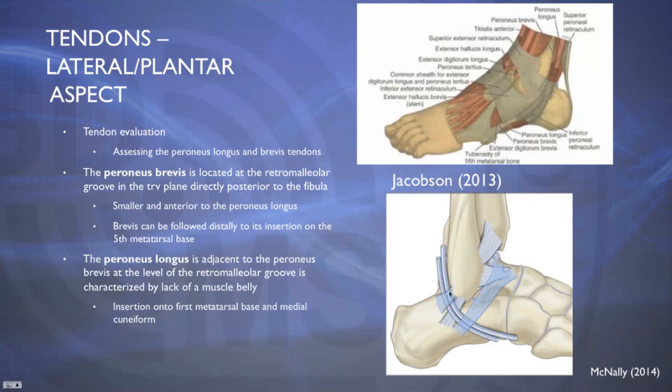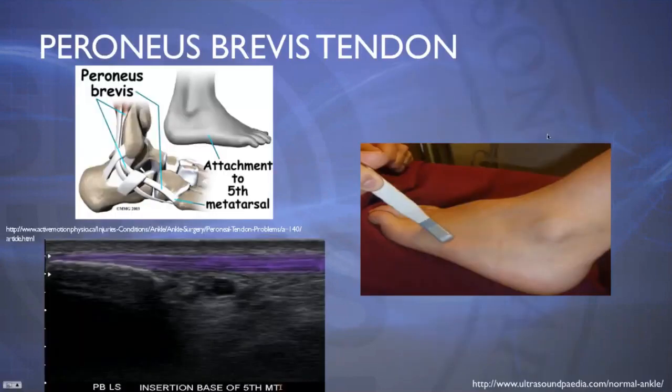And one of the sonographers that trained me had said, when you're looking at these, think brevis is closer to the bone, and that has helped. And again, it's also smaller. In comparison to the longus, which is adjacent to the peroneus brevis at the level of the retromalleolar groove, it's characterized by a lack of a muscle belly, and this will insert into the first metatarsal base and the medial cuneiform. So this is showing it on the aspect here, and then we can see it along this aspect here. The brevis tendon, this is showing how you would look at it as it's inserting distally to attach the fifth metatarsal, and this is showing its insertion into that bone.